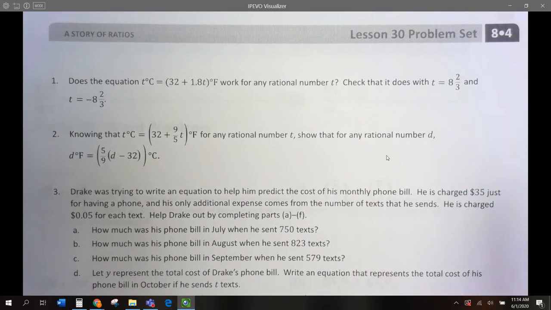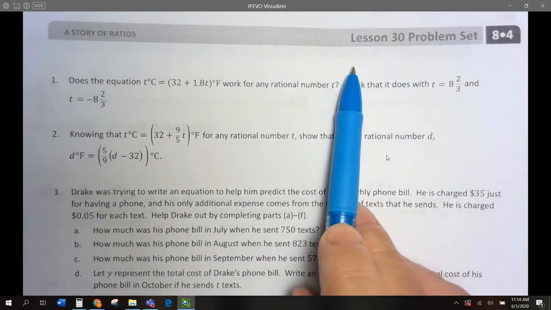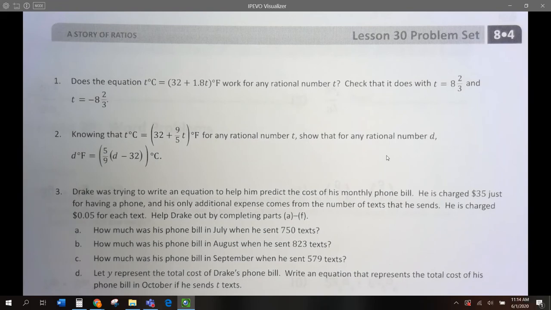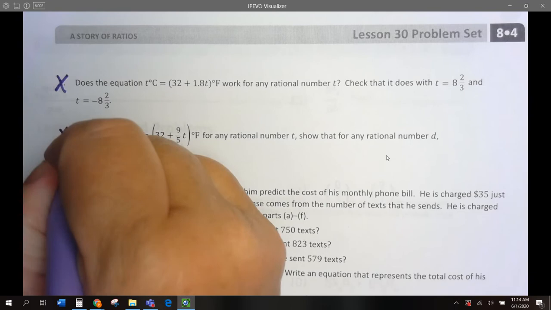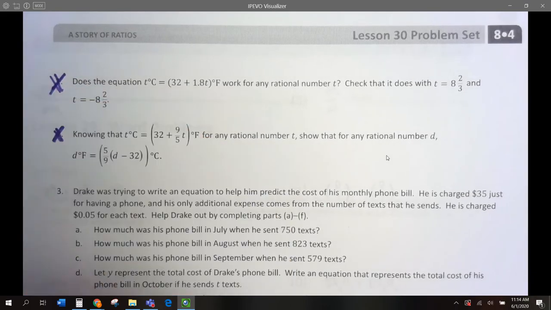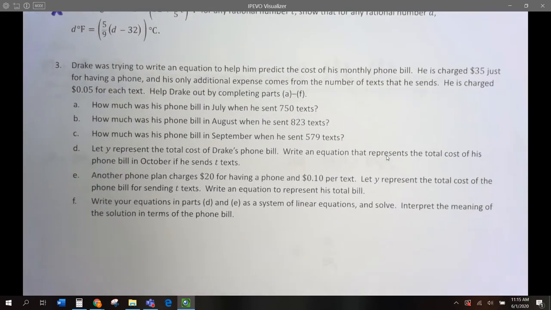Fifth graders, today we're doing Module 4, the problem set for Lesson 30, and we are not going to be doing problems 1 and 2. We're just going to worry about finishing number 3. So the only thing you'll have to do is number 3. You do not have to do 1 and 2.